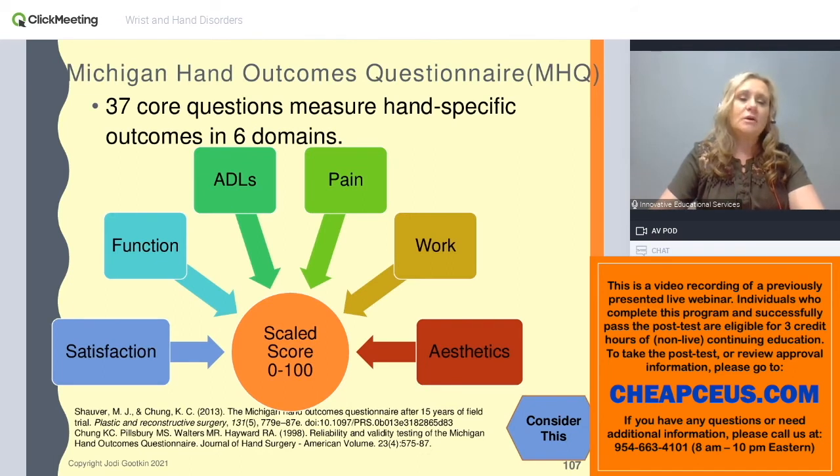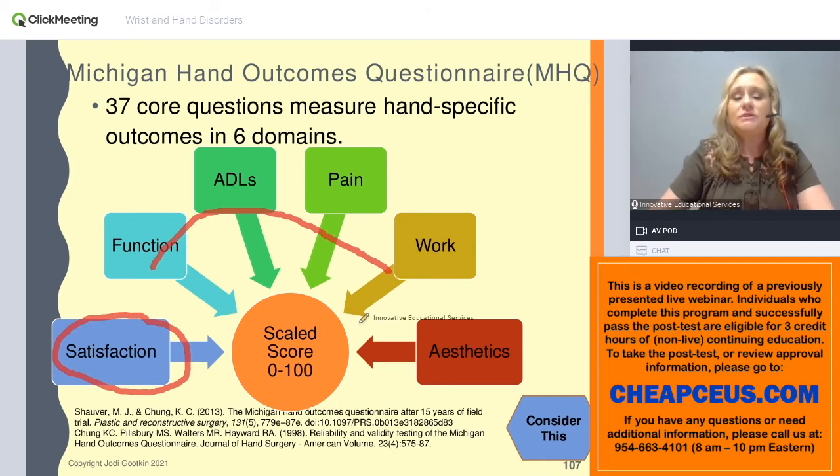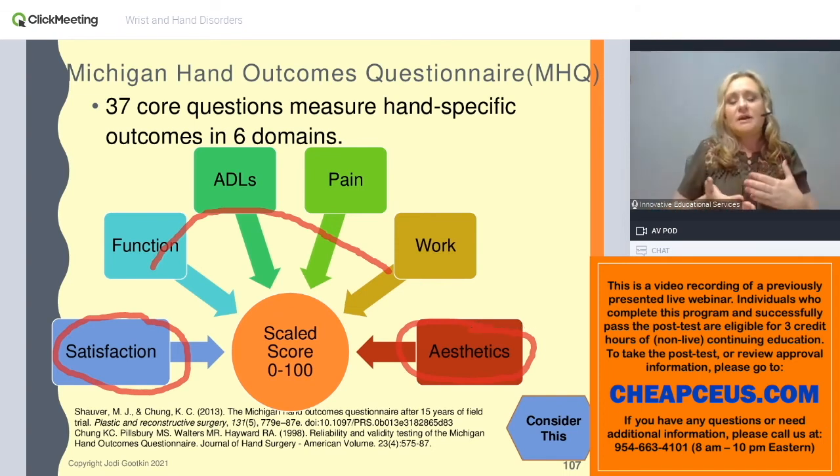The Michigan Hand Outcomes Questionnaire not only looks at function, ADLs, pain, and work. I like that it adds questions about satisfaction, specifically how satisfied are you with how you're able to use your hand. Very specific questions about sensory changes. Do you need to take it easy with the hand? Pain frequency questions are going to be included. And then it also adds an aesthetics component, because we may have patients with certain hand deformities or scarring, and how does the appearance of the hand or these pathologies cause contractures?